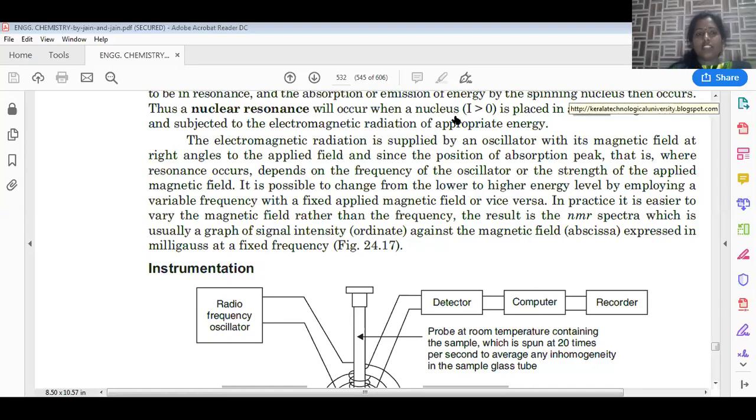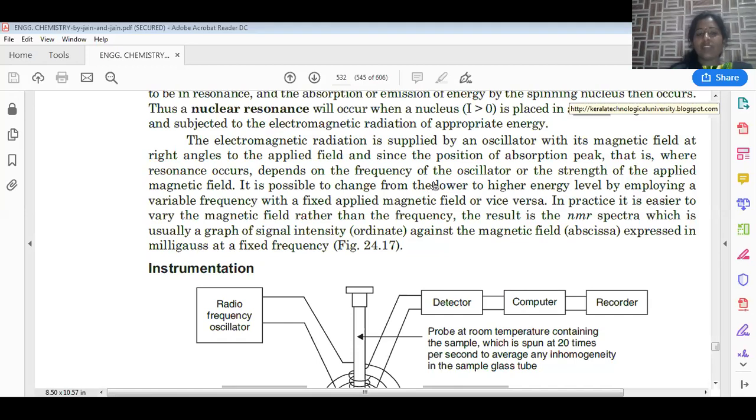Hello friends, in this session we are going to discuss instrumentation and the chemical shift, shielding and deshielding of NMR spectroscopy. Before entering into that, first let us see what NMR spectroscopy is, what the main principle involved is, what kind of signals are obtained, and which type of compounds give NMR signals. Next is instrumentation, and finally what chemical shift values are, and how we can predict the NMR spectrum of an unknown compound.